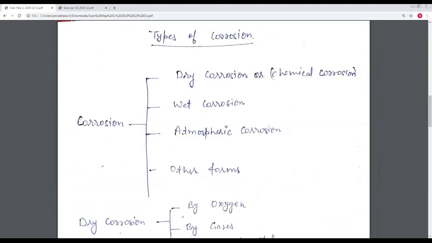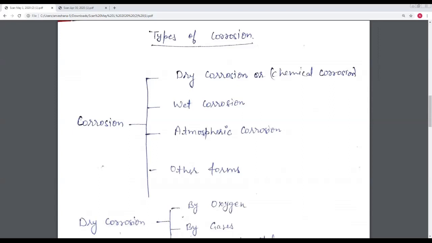So now the types of corrosion. Normally we read that corrosion may be of two types: one is dry corrosion and the other is wet corrosion. But many other types of corrosion are present. The dry corrosion is also called chemical corrosion. As the name suggests, dry corrosion is corrosion that takes place in the absence of moisture. So another name of dry corrosion is chemical corrosion.